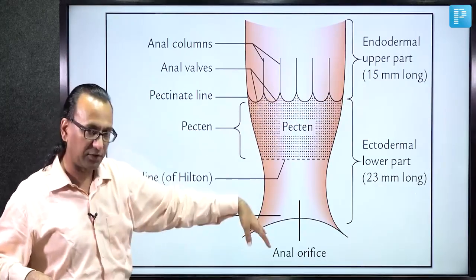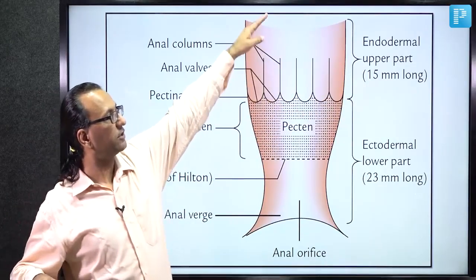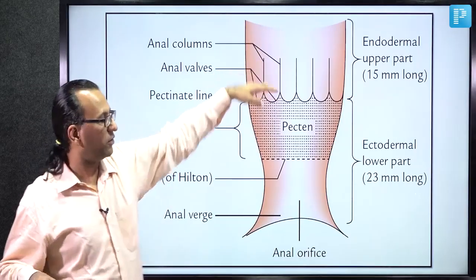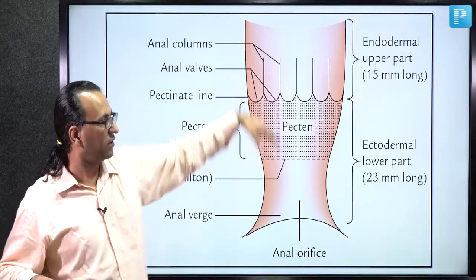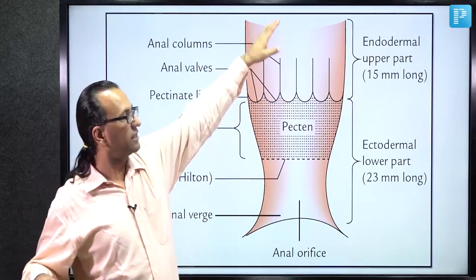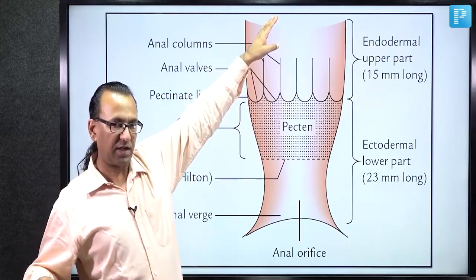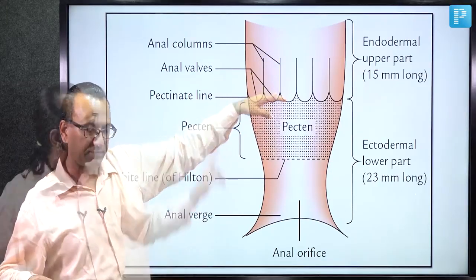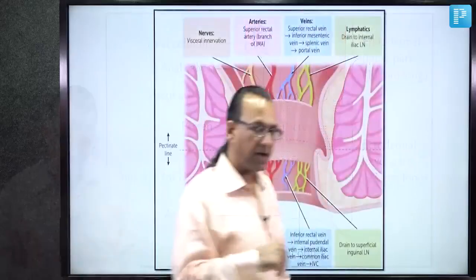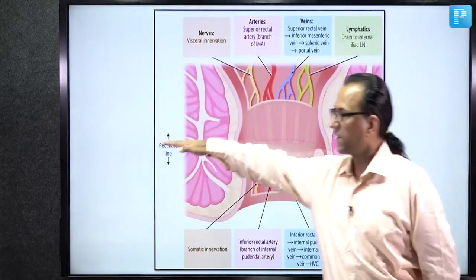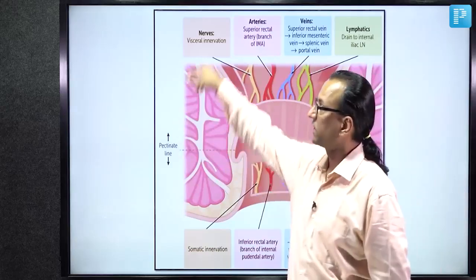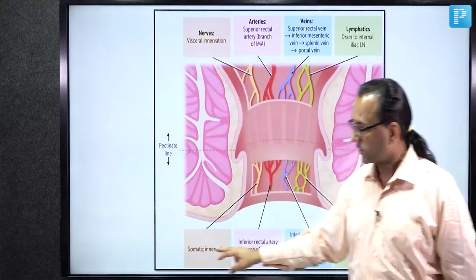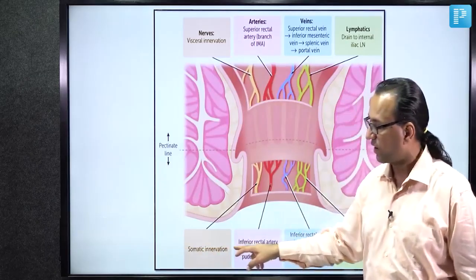Below this will be the somatic nervous system, and above this is the autonomic nervous system. Above this, the superior rectal artery and superior rectal vein are supplying, and below this are the inferior rectal artery and inferior rectal vein supplying. Above this, the deep inguinal lymphatics are draining the area, and below this, the superficial inguinal lymphatics are draining the area. Let us look at a similar diagram now. So as you can make out in this diagram, this is the dentate line or the pectinate line, and above that is the visceral innervation, the autonomic nervous system. Below this is the somatic nervous system, the branches of the pudendal nerve, like the inferior rectal nerve.